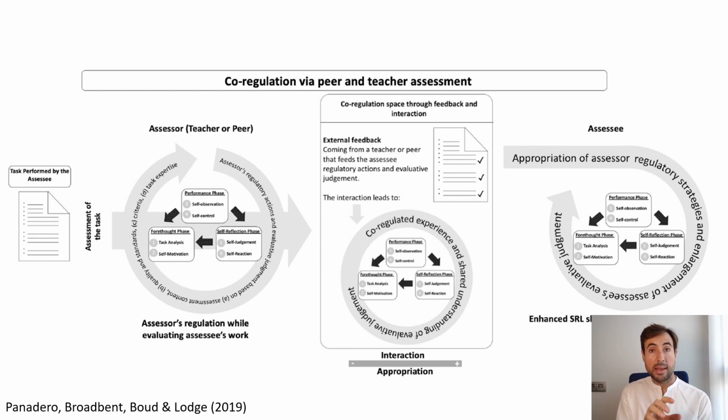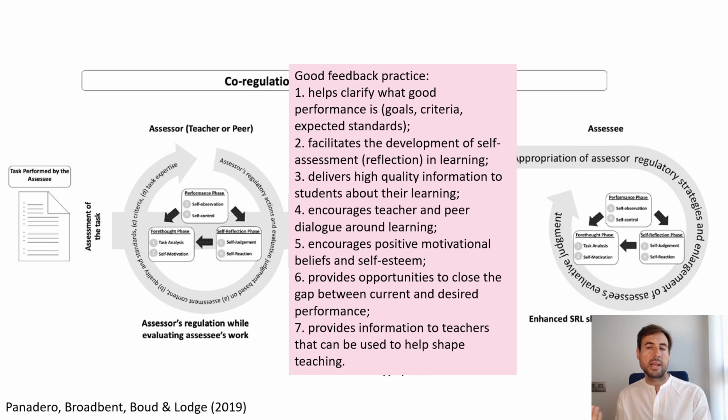Now, when they give the feedback to the learner, to the assessee, they generate this co-regulation space, the part in the middle. And there, by receiving external feedback coming from a teacher or a peer, that leads to an interaction. We propose that if the interaction is deeper and more intense, then the assessee will have more opportunities for appropriation of the teacher's or peer's regulatory strategies. Obviously, it is in this co-regulation space where we could take the good feedback practices that would be activated, such as the ones Nicola McFarlane did. That's actually when this could happen.